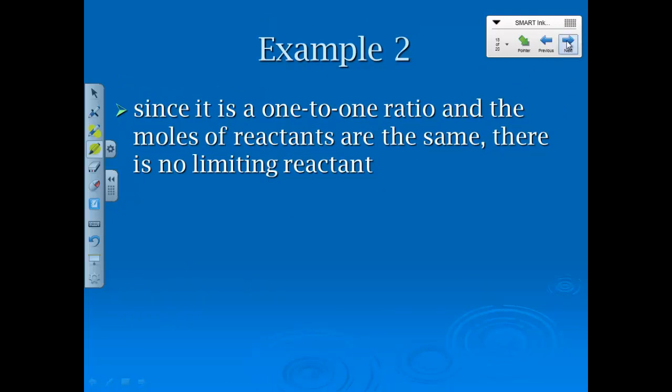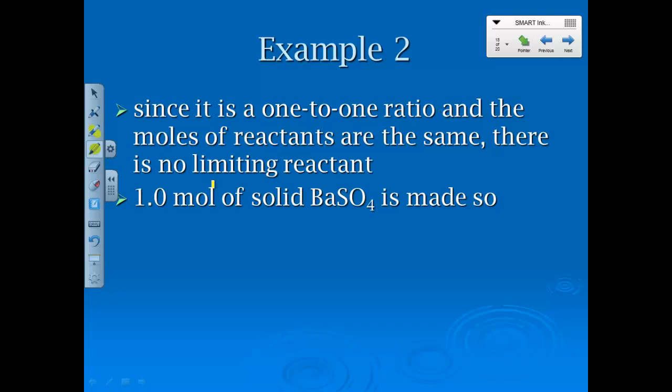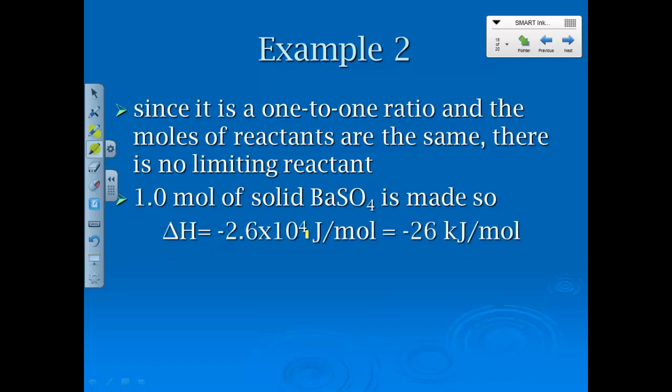Now, since it's a 1-to-1 ratio and the moles of reactants are the same, there's no limiting reactant. So, we made 1 mole of solid barium sulfate. So our delta H is either going to be negative 2.6 times 10 to the 4th joules per 1 mole, or negative 26 kilojoules per mole.